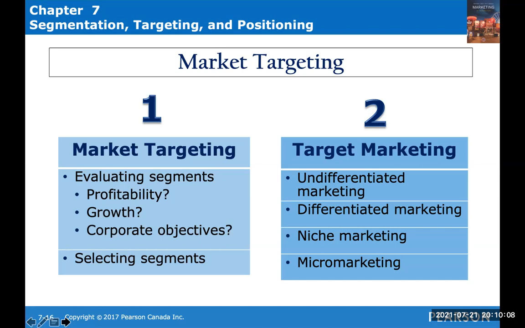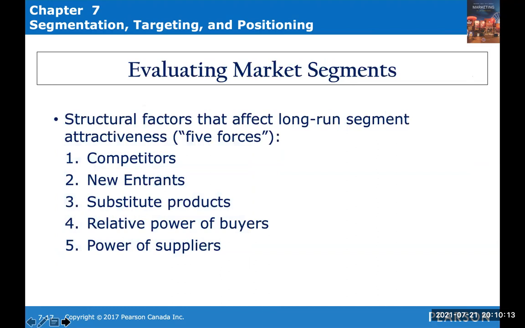Yes, we spoke about this, evaluating market segments and structural factors that may affect the long run. So competitors, new entrants, and substitute products really speak to the alternatives that exist in the marketplace. What are the kinds of alternatives that the customer has the option of purchasing? Because remember, marketing is really a game of persuasion. Why should I take up my hard-earned money that I either worked for or begged or borrowed to buy your good or service over another? You have to give me some very good reasons, especially if you're a little bit pricey.